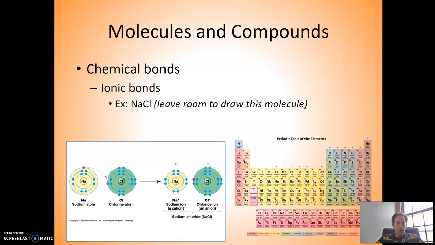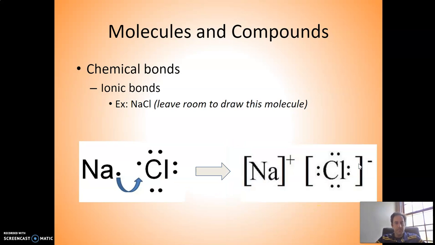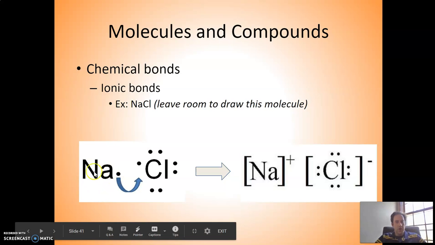Well, let's go ahead and draw sodium chloride. If you look at sodium, it's got 1 valence electron. Chlorine has 7 valence electrons. Make sure you understand why that is. So if we click here and draw that in, sodium has 1, and I'd encourage you to write this out. I normally do this on the board in class. So sodium has its 1, chlorine has its 7.